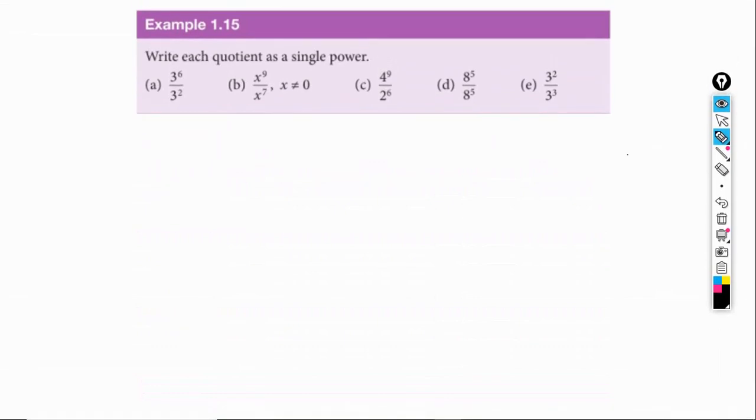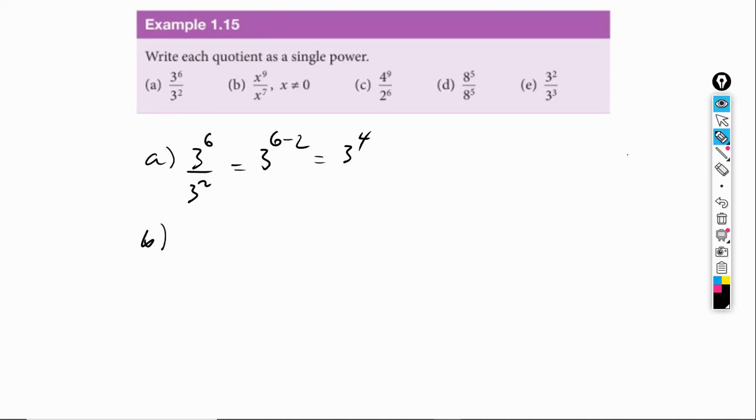Very well, so this is now example 1.15, and it says write each quotient as a single power. So A says 3 to the 6 over 3 to the 2. So let's recall the rule. The rule was opposite to the one of multiplication, where we added exponents. And here, in this case, we subtract. So this is the same as 3 to the 6 minus 2, or 3 to the 4.